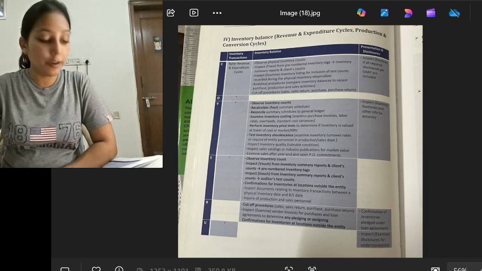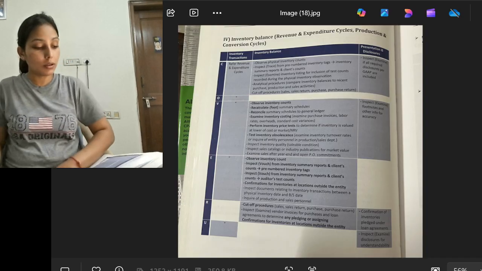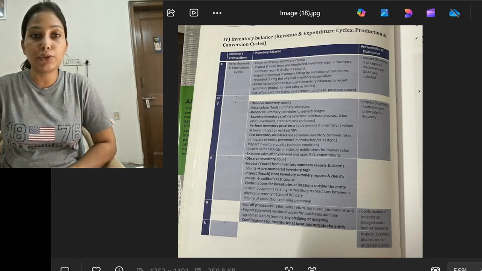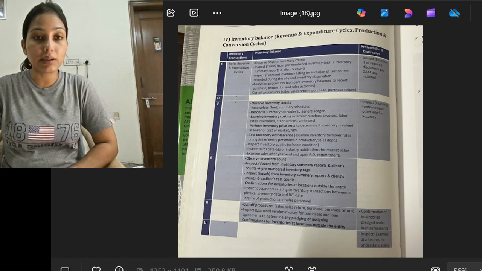Now talking about the inventory balance. Inventory transactions are again related to revenue. So for the transaction statement, we can use the revenue assertions that we discussed earlier.